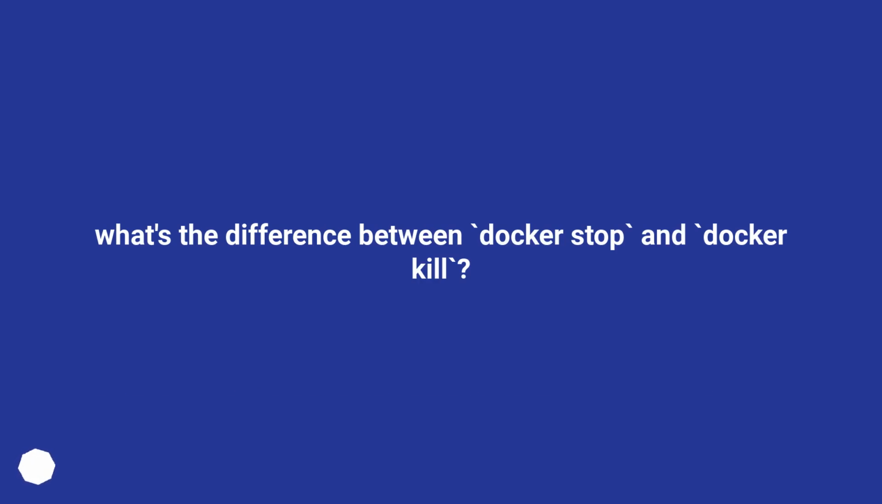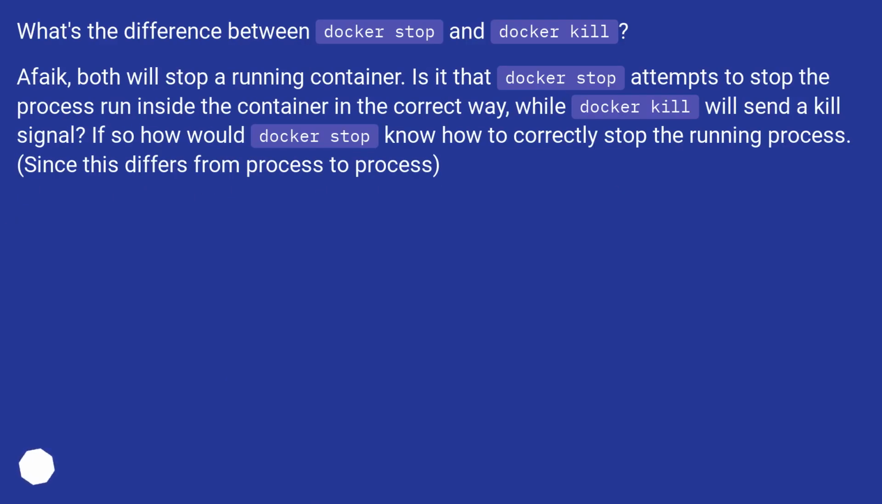What's the difference between Docker stop and Docker kill? As far as I know, both will stop a running container. Is it that Docker stop attempts to stop the process run inside the container in the correct way, while Docker kill will send a kill signal? If so, how would Docker stop know how to correctly stop the running process, since this differs from process to process?